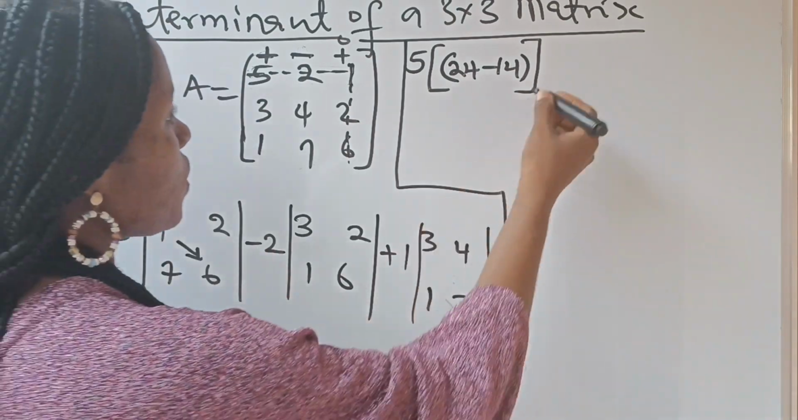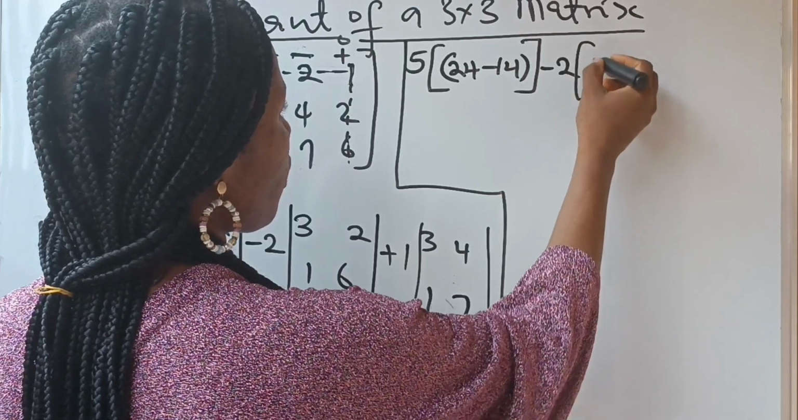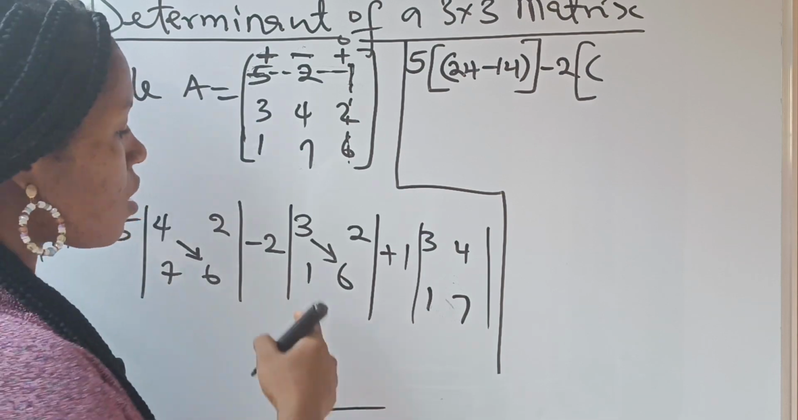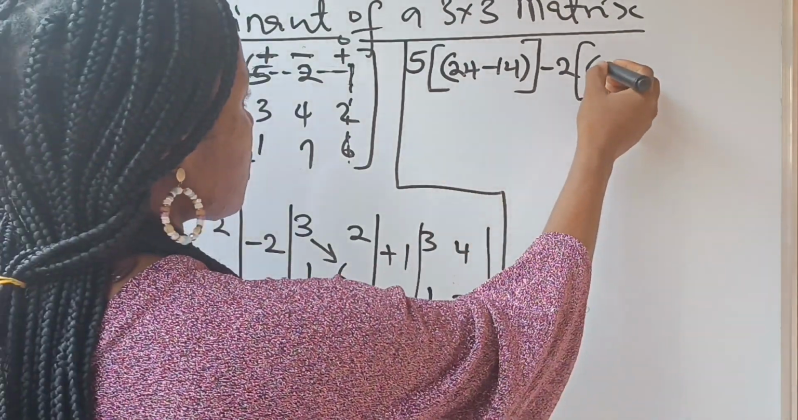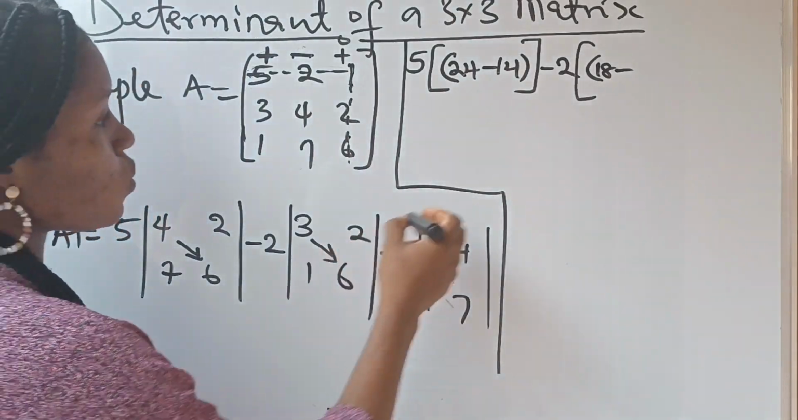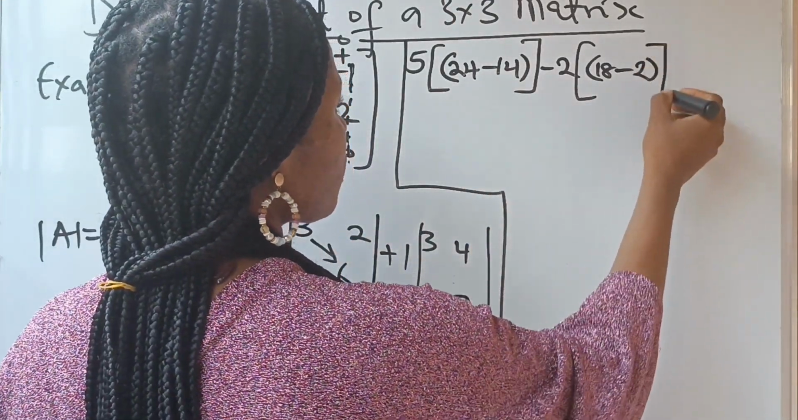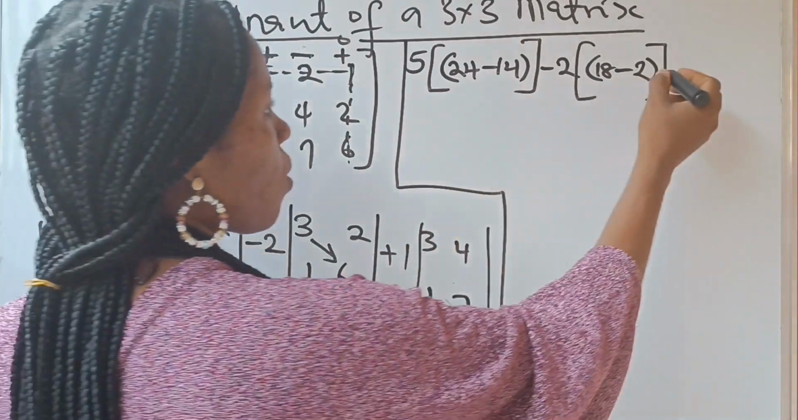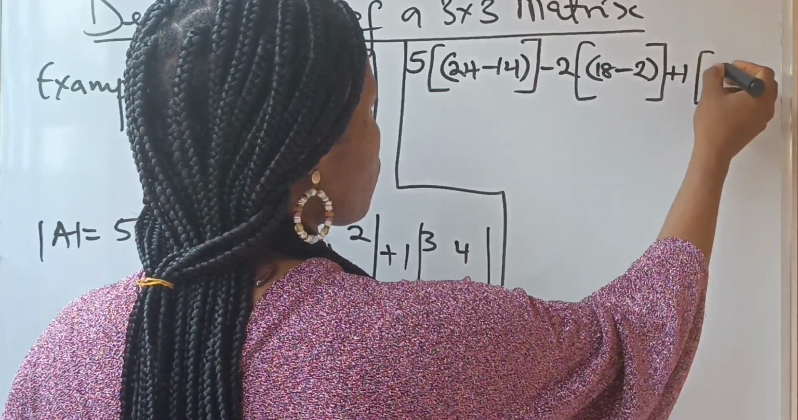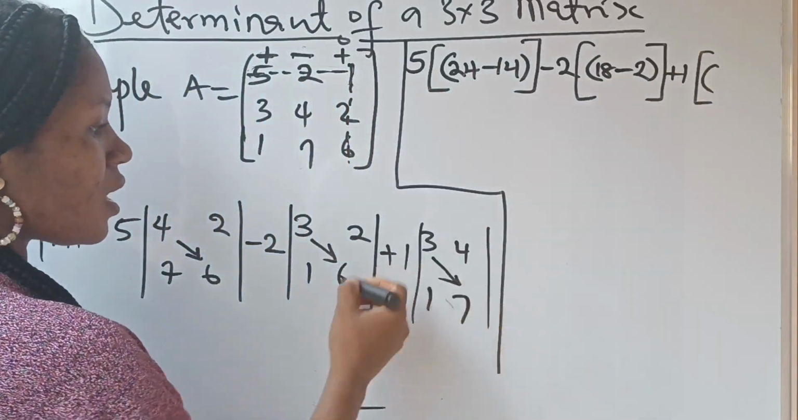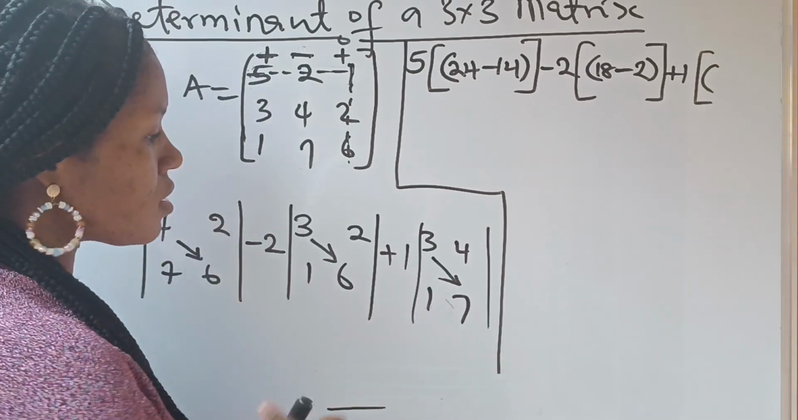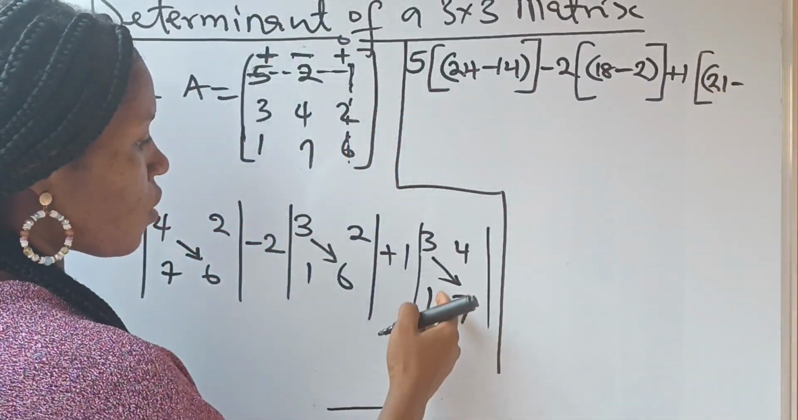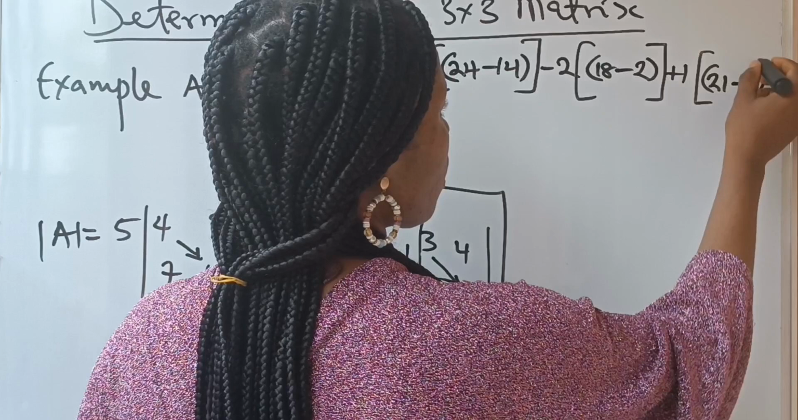So we have minus 2 here. We are going to do the same. The leading diagonal here is what? 3 and 6. So 3 times 6 will give you 18, minus 2 times 1, which gives you 2. We are through with minus 2. We go ahead to plus 1. We work on that. This is the leading diagonal, right? So 3 times 7 will give us 21, minus 4 times 1, which gives us 4.